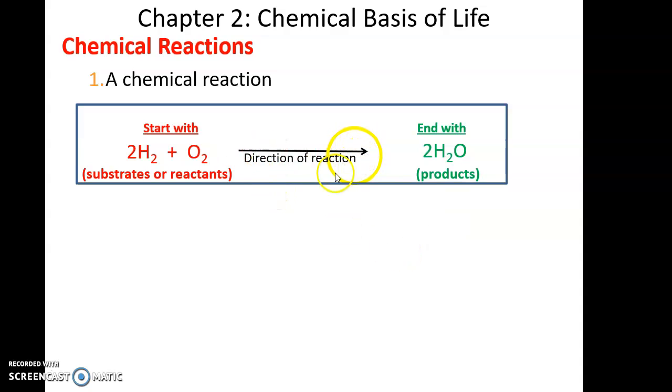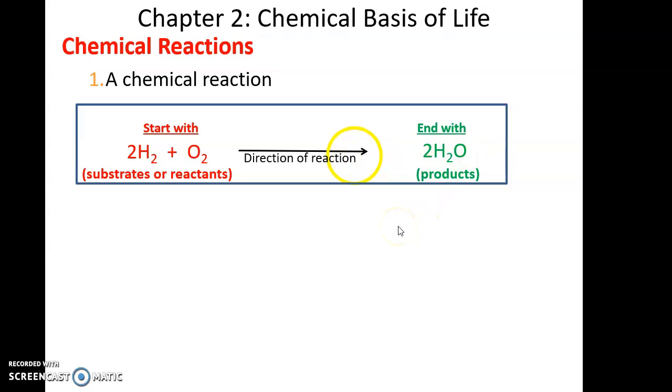And the arrow, that is the direction of the reaction. The arrow lets you know that you're going from substrates to products. So the arrow is always pointing to the products. Remember, you see a chemical reaction, you see the arrow. What is it pointing at? It's pointing at the products. So that means these have to be the substrates. These are the products because the arrow is pointing to the products.